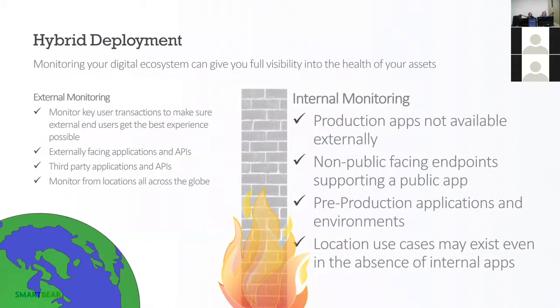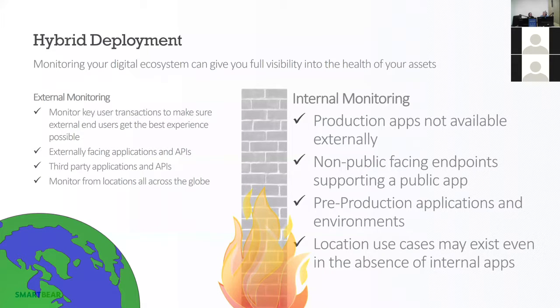What we also find now is that we see interest in hitting endpoints that aren't publicly facing that support a public application. So a lot of times the API calls, for example, that an application might use aren't publicly facing, even though the website is. So you can hit those underlying infrastructure components from a private server. And then, obviously we talked about the pre-production environments. If they're not public facing, that's a great use case to put the private node in.